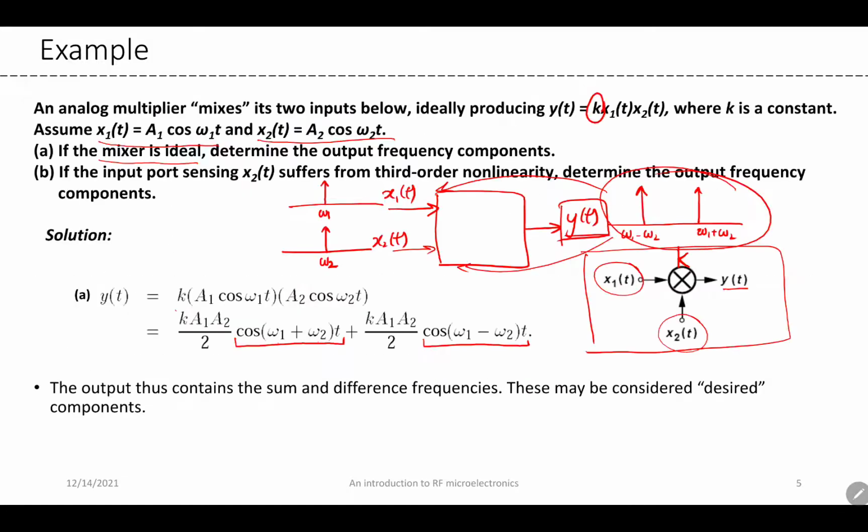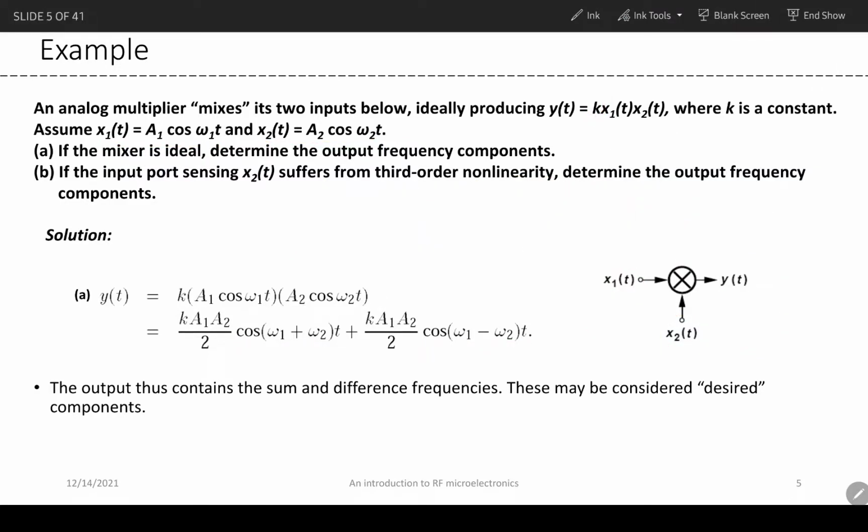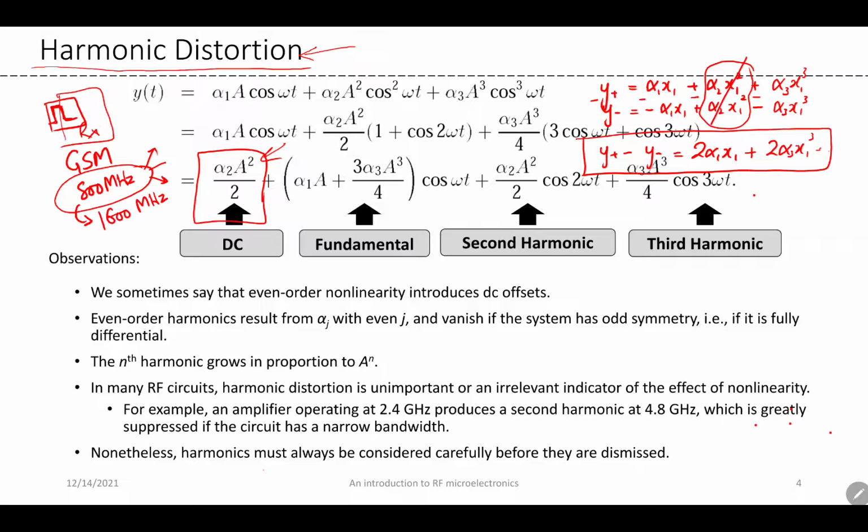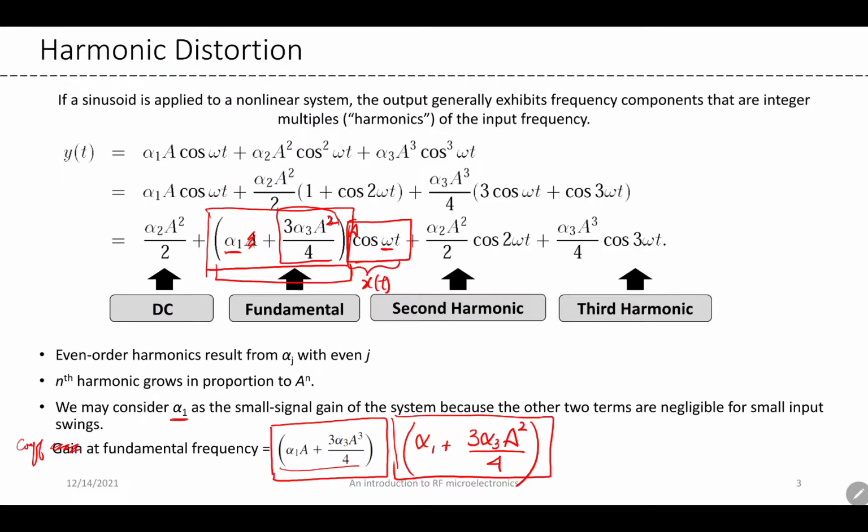Okay, now let's see what happens if one of the signals, say for example x2t, suffers from a third order non-linearity. Now what's a third order non-linearity? We looked at it before. If you have a third order nonlinear system, you'll have something like this: a component with 3 times the frequency and an amplitude of alpha 3 times a cubed by 4.